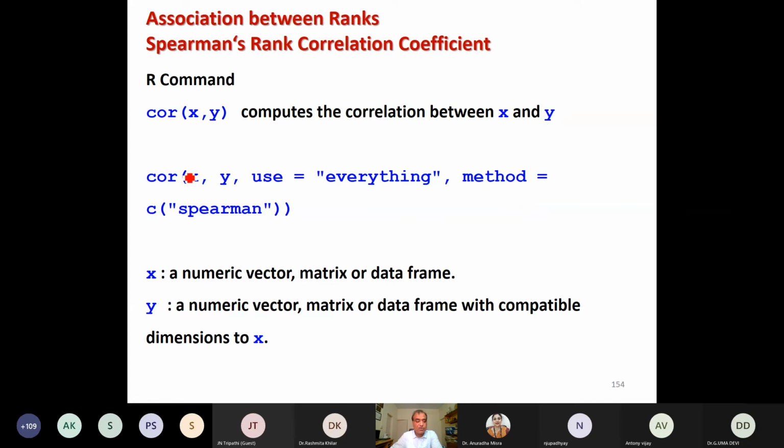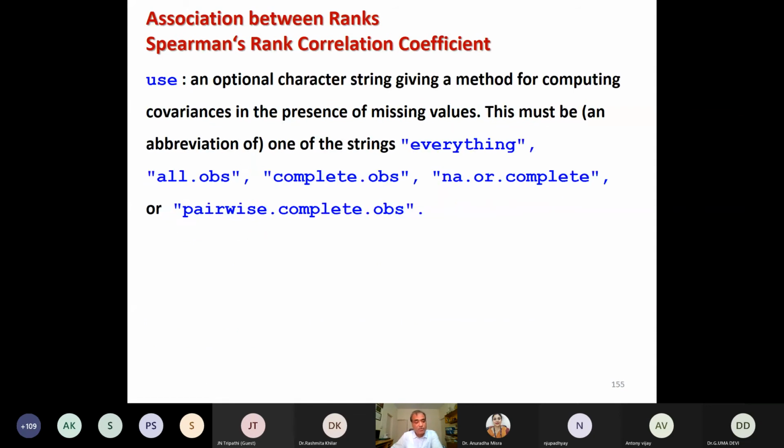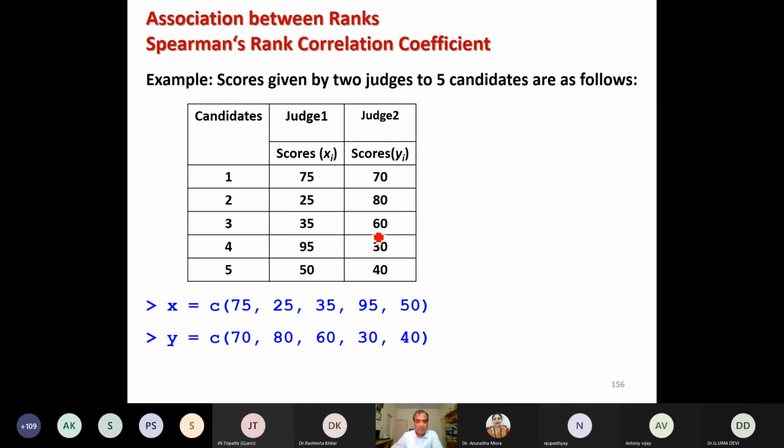Right, and if you want to do it in the R software, this is very simple. You have to use the same command, cor. Since you are using all the data, the use argument is there by default even if you don't mention it, but you have to be careful in writing that method is equal to "spearman" inside the double quotes and everything in lowercase alphabets. Now, if you do the same thing here, you can get the correlation coefficient.